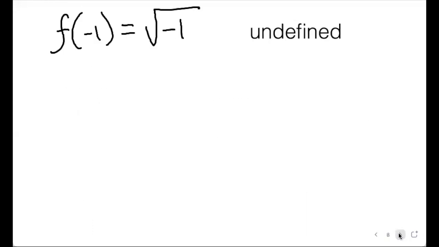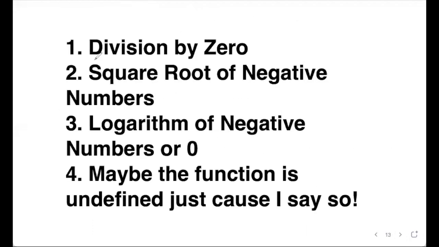Okay, so we talked about 3 of the 4 things that you have to look out for when finding domain. We talked about division by 0. We talked about square root of negative numbers. We talked about logarithm of negative numbers or 0. There's only one last thing to talk about. Maybe the function is undefined just because I say so, right? So if I create a function, or let's say you create a function, okay? You get to decide where the function is defined and where the function is undefined. It's actually up to you.